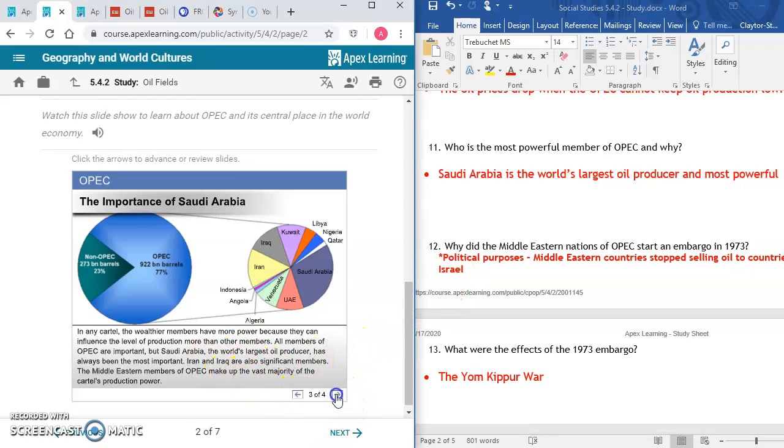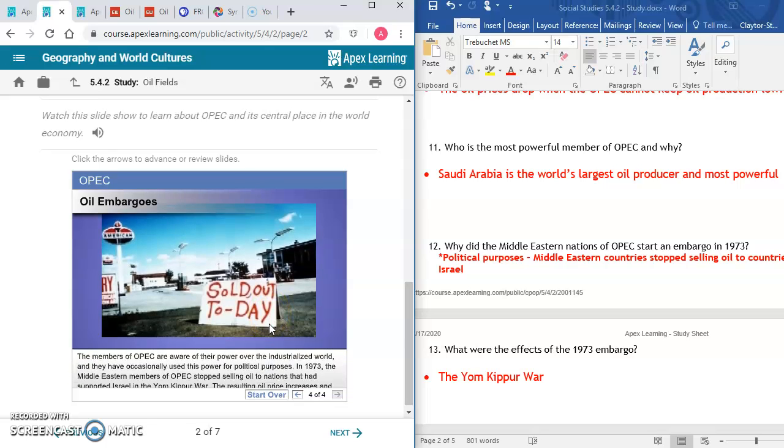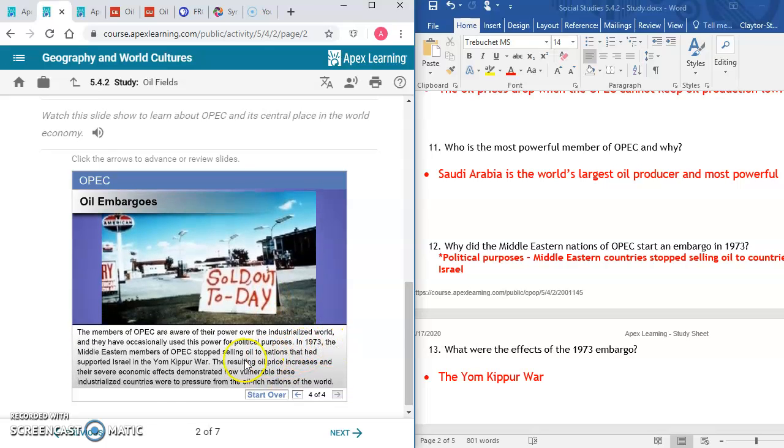Let's see if it's on the next slide. Here it is. In 1973, the Middle Eastern members of the Organization of Petroleum Exporting Countries stopped selling oil to nations that had supported Israel in the Yom Kippur War. And what were the effects of the 1973 embargo? War. That was the meanest effect. Okay, so we'll stop there for number 13.